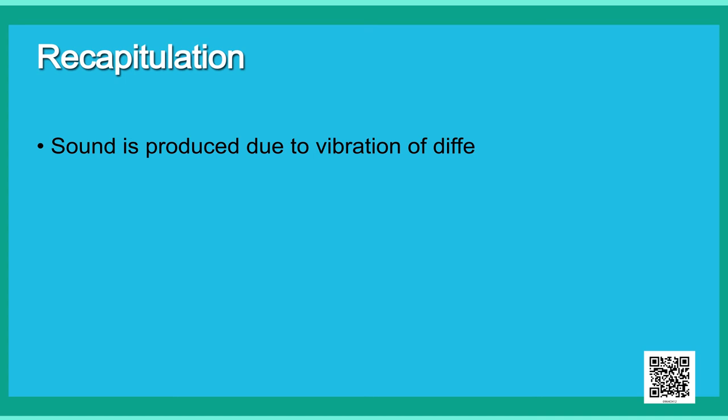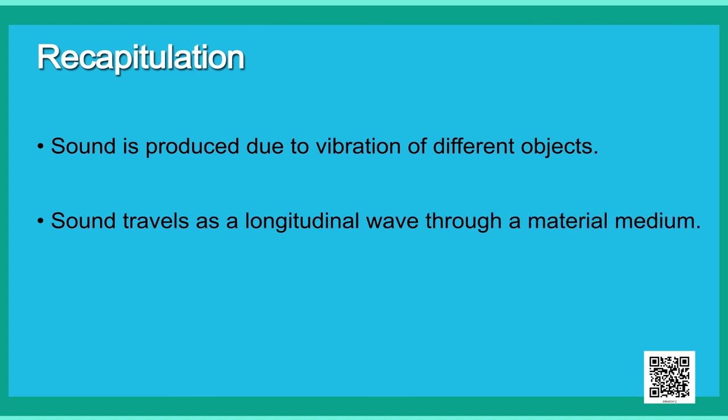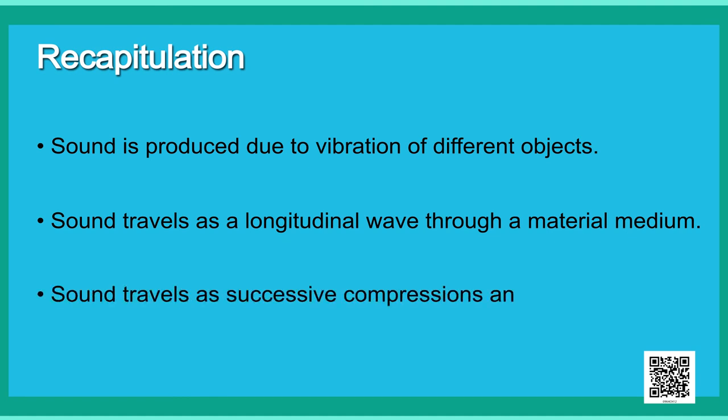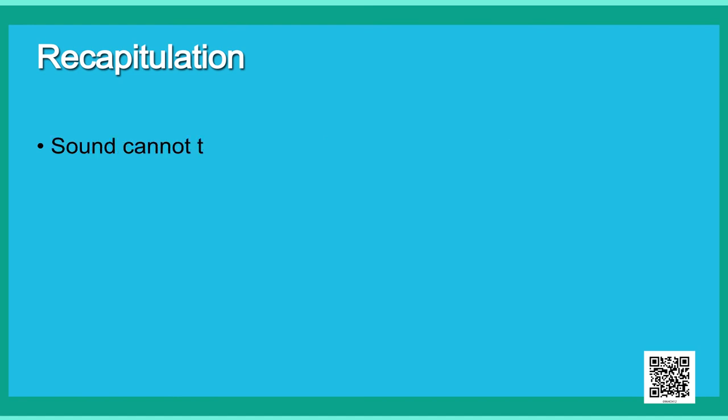Recapitulation. Sound is produced due to vibration of different objects. Sound travels as a longitudinal wave through a material medium. Sound travels as successive compressions and rarefactions in the medium. Sound cannot travel in vacuum.